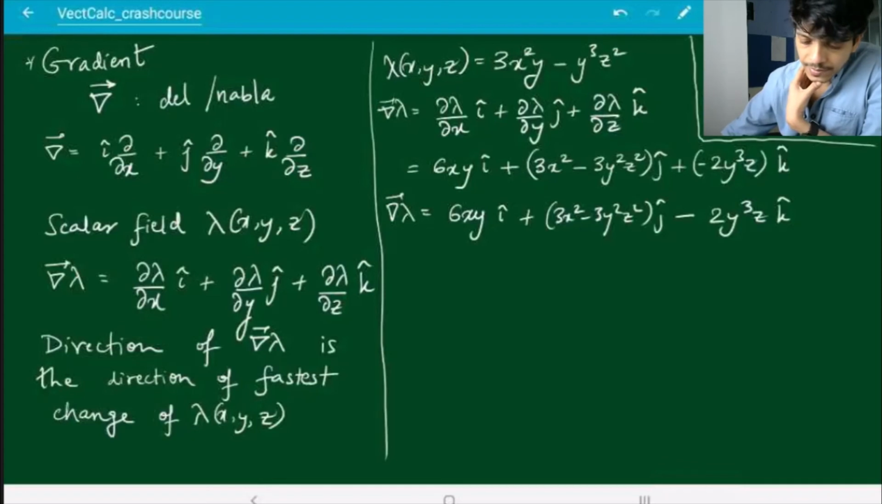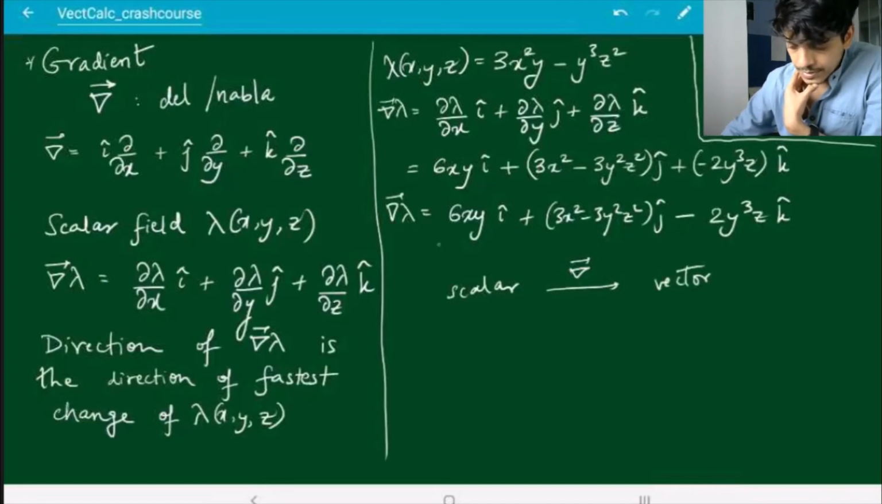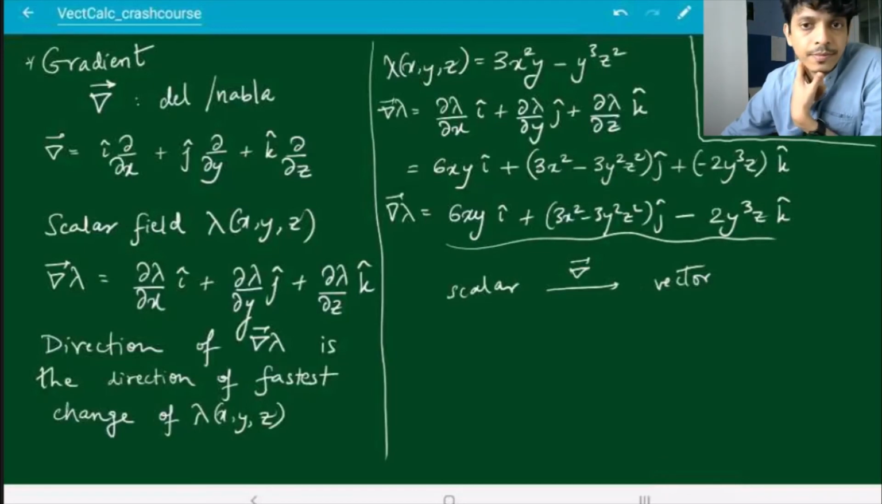So remember that you started with a scalar field, and if you apply the gradient operator to it, then the resultant of this is going to be a vector field. Here, this is a vector. It has i, j, k unit vectors sitting over there. It has x, y, z components. So gradient of a scalar field is a vector.